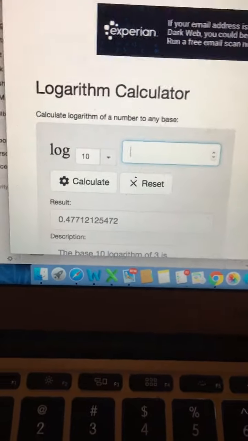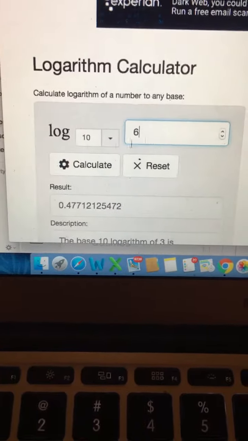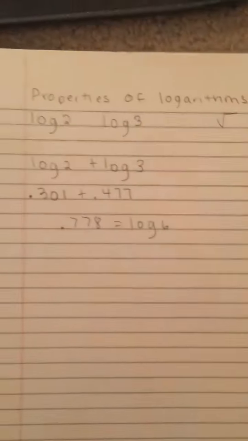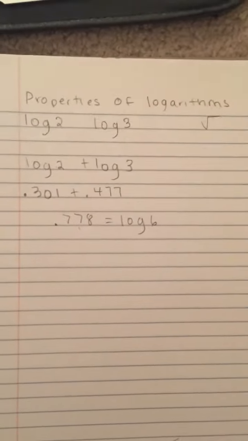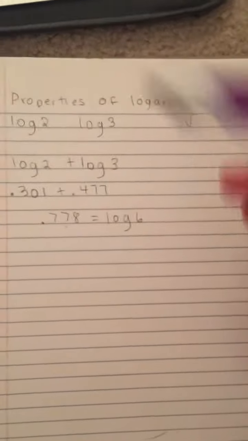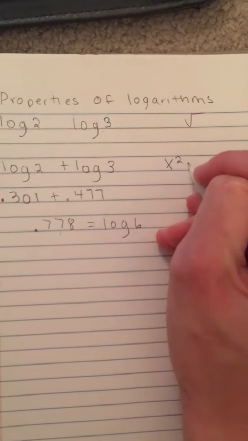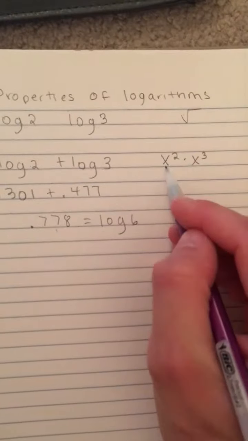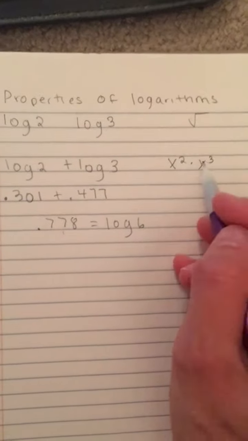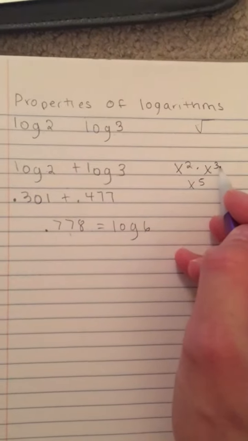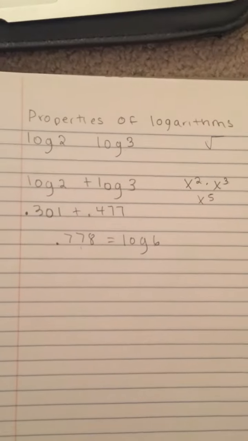So back to the calculator. Hopefully this is not too confusing going back and forth. You see that? 0.778. So this is an interesting thing that happens with logarithms, and it kind of is because of the fact that they're exponents. Do you recall how when you learned in algebra that x squared times x cubed equals x to the 5th? Right? It's this idea that you can add the exponents. It's the same thing with logs.